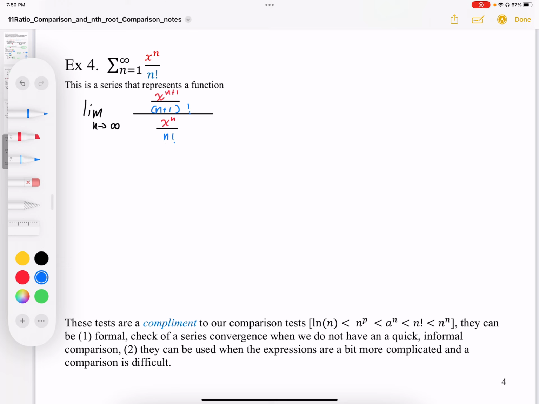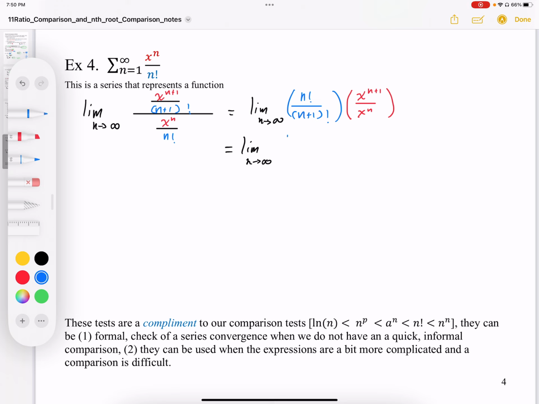Okay, so I'm going to group some of these terms. I'm going to group the factorial terms, limit as n approaches infinity. This becomes n factorial over n plus 1 factorial, which we're going to simplify. There's also these x terms, which I'm going to separate out. So I end up with x to the n plus 1 over x to the n. Okay, so I can simplify this before I apply the limit.